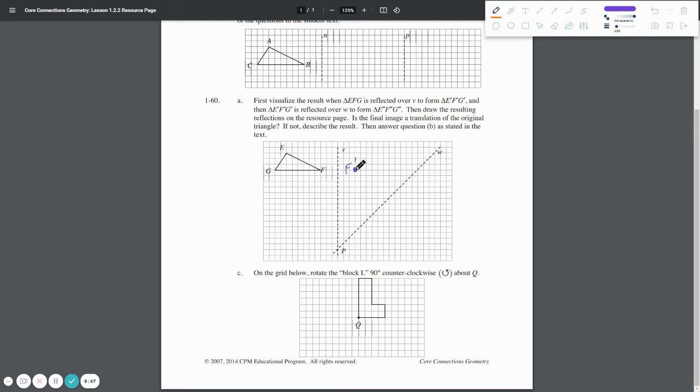Okay, F prime. G, I believe, is 8 units away. It's the same triangle as up here. So we got 1, 2, 3, 4, 5, 6, 7, 8. So right here is going to be G prime.